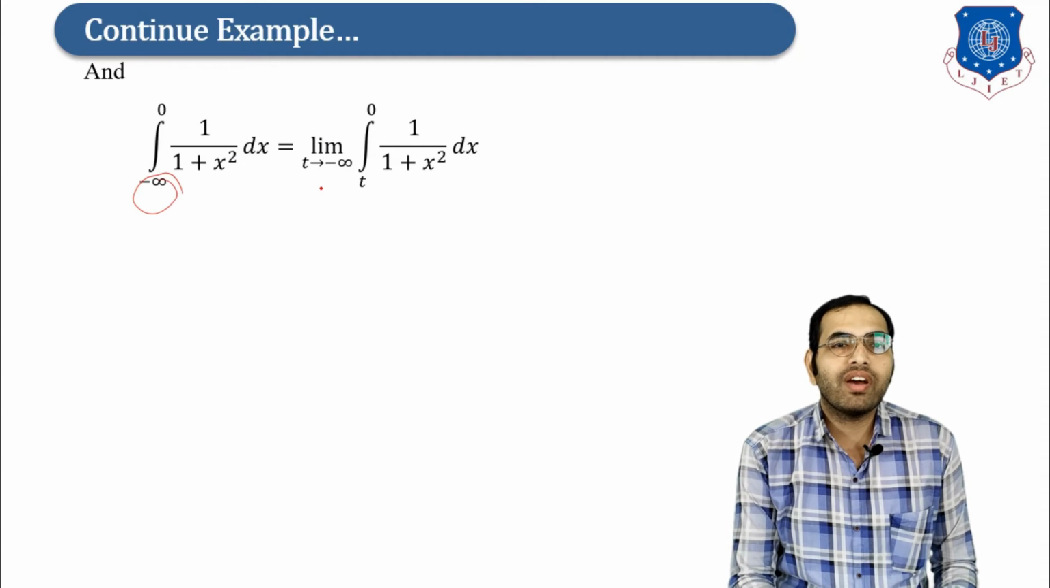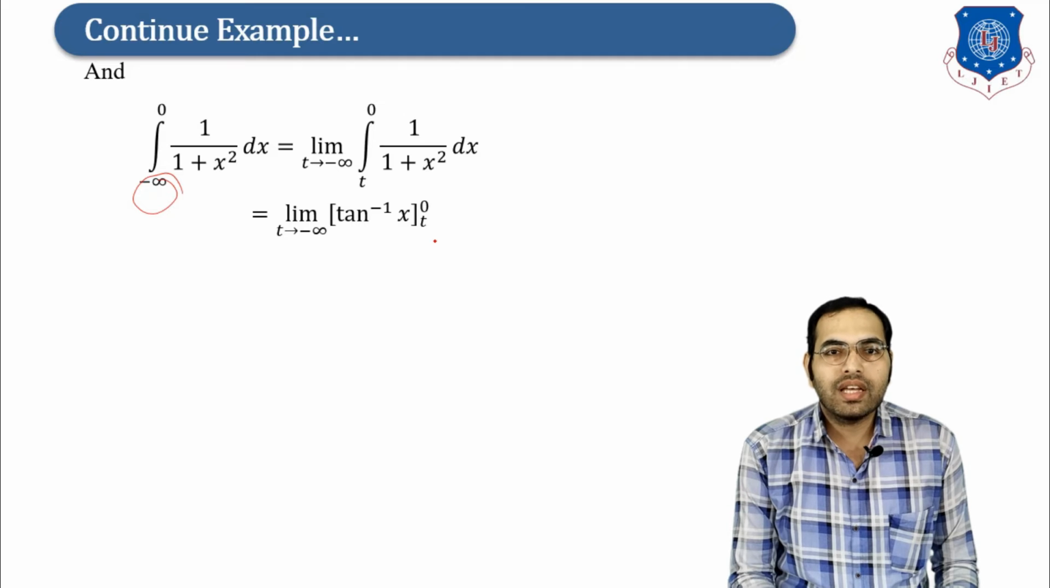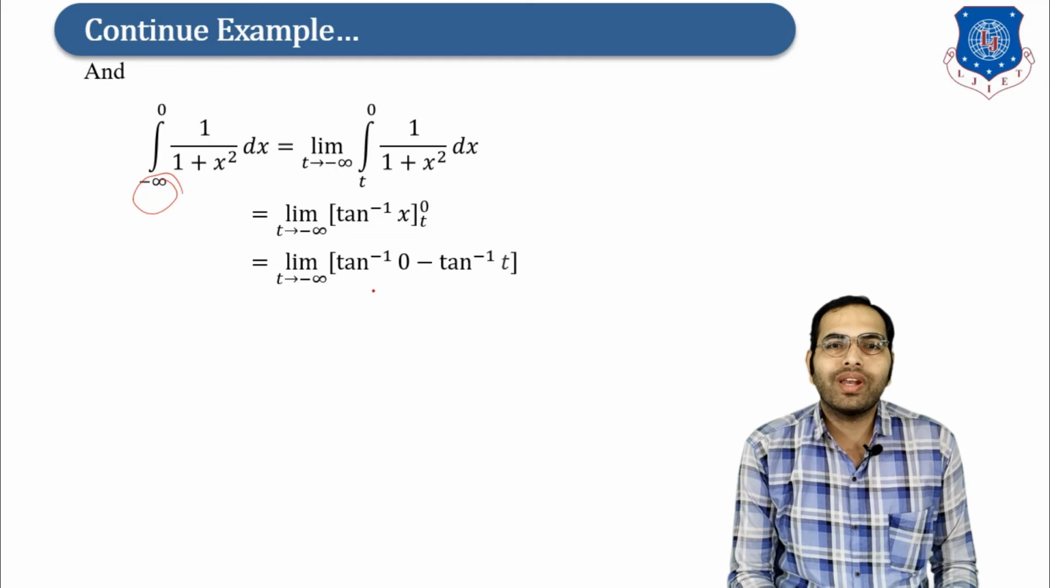Here the lower limit, which is infinite, is replaced by a real number t, then limit t tends to minus infinity, integral t to 0 of 1 upon 1 plus x square dx. Now the integral of 1 upon 1 plus x square dx is tan inverse x, where x varies from t to 0. Then upper limit minus lower limit: limit t tends to minus infinity, tan inverse 0 minus tan inverse t. You are all aware that the value of tan inverse 0 is 0, so limit t tends to minus infinity of minus tan inverse t.